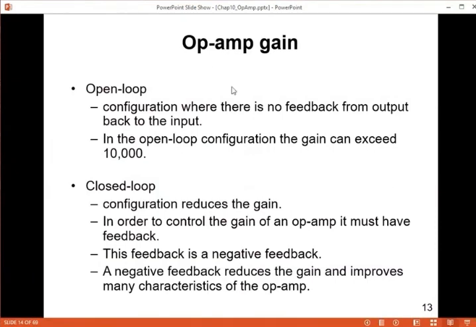For the open loop, it can make the op-amp become unstable. So to avoid instability of the op-amp, we always use a closed loop connection for an op-amp.